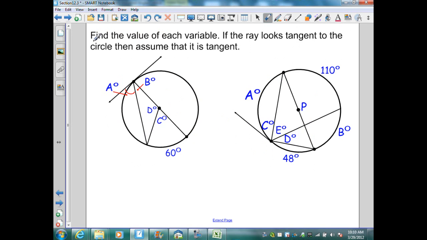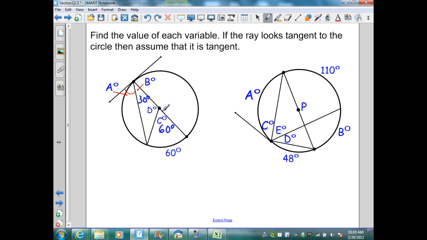On these examples, find the value of each variable. If the ray looks tangent to the circle, then assume that it is tangent. On our first diagram, I am given an inscribed angle and also a central angle that intercept the same arc. I know that a central angle is equal to its intercepted arc, so the measure of this angle is 60 degrees. I know the measure of its inscribed angle is half that measure, so this has to be 30 degrees.